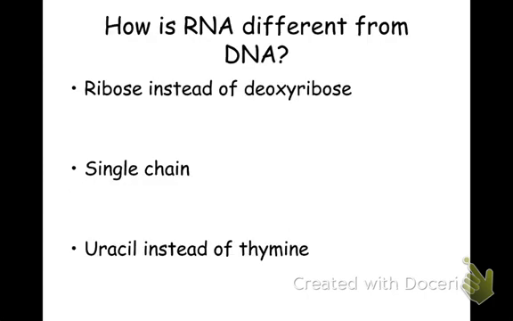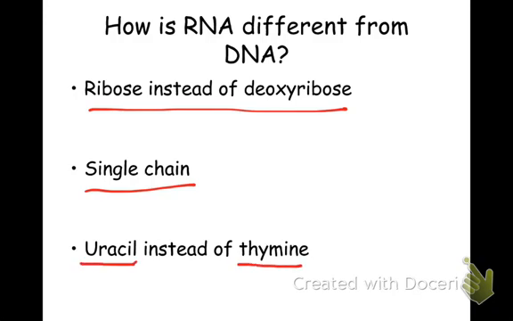So here are our differences. We have ribose instead of deoxyribose. It is a single chain, so it's not double. And we have U instead of T. So anytime that you're going to have an A, it is going to pair with uracil, or U, instead of our T. So if you see U's, you're looking at RNA. If you see T's, you're looking at DNA.